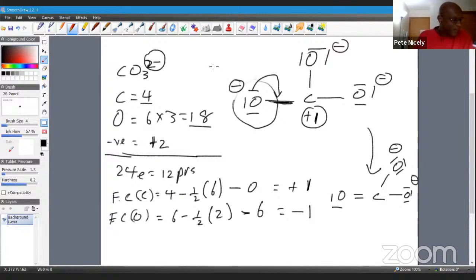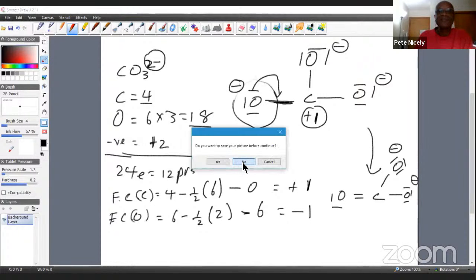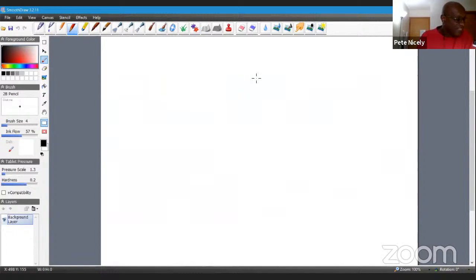Okay, let me try another one. Let's see, what shall we use? Okay, let me clear this, and let me write here. All right, SO3, sulfur trioxide. Okay, so what would be the first step in this case?